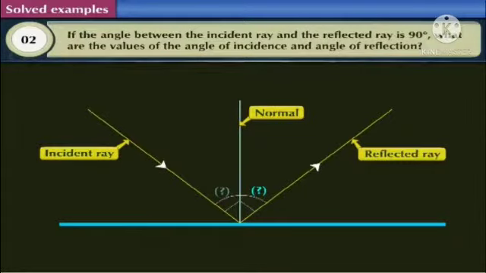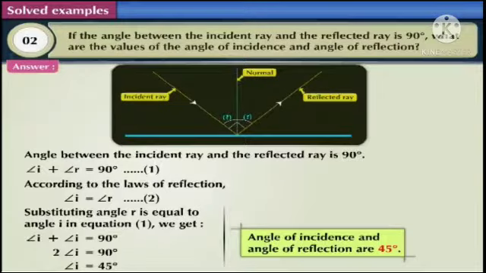Question 2. If the angle between the incident ray and the reflected ray is 90 degree, what are the values of the angle of incidence and angle of reflection? Now answer. Angle between the incident ray and the reflected ray is 90 degree. This is given. That is angle I plus angle R is equal to 90 degree. Let us take this as equation 1.